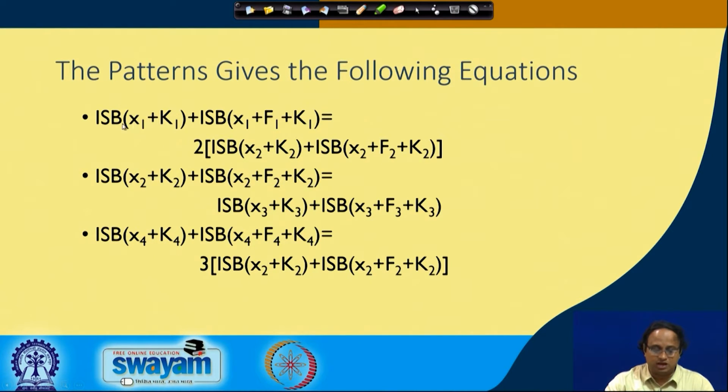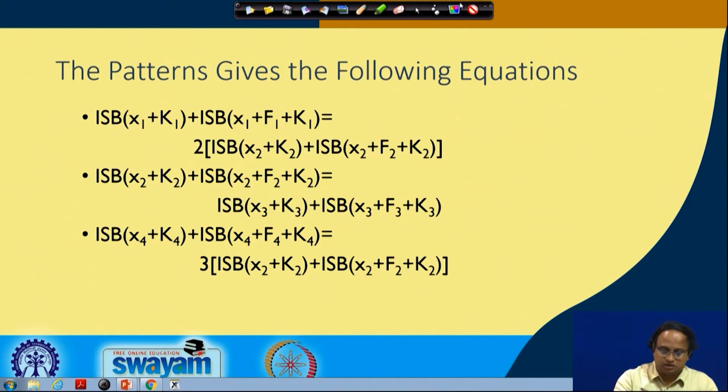Now we take an ISB. ISB stands for the inverse S box, which we also denote by S inverse. So, if I take the inverse of x1, basically I have two operations in parallel. I get x1, which is my correct cipher, and I get another operation where I get x1 plus f1 because of the fault.